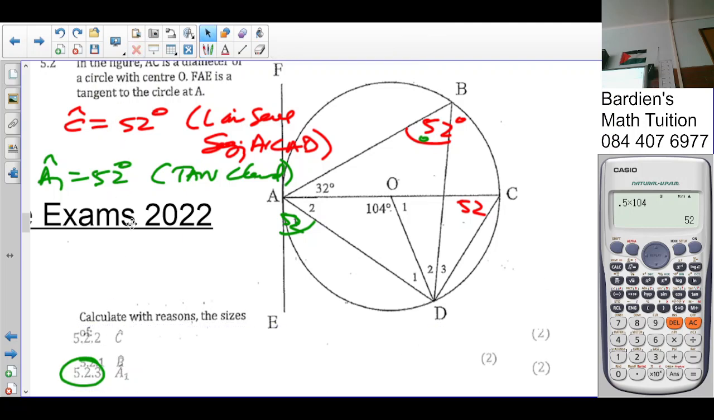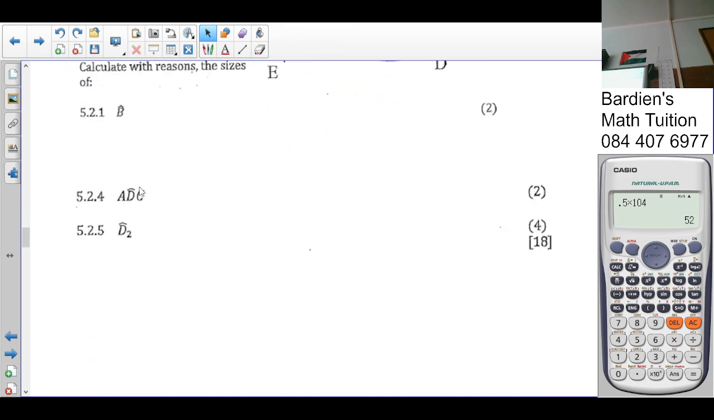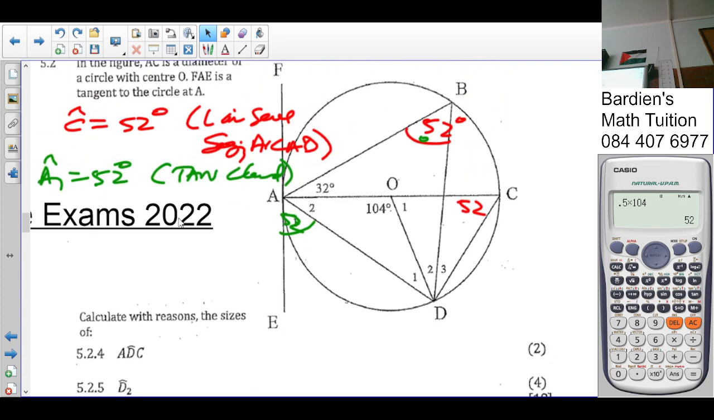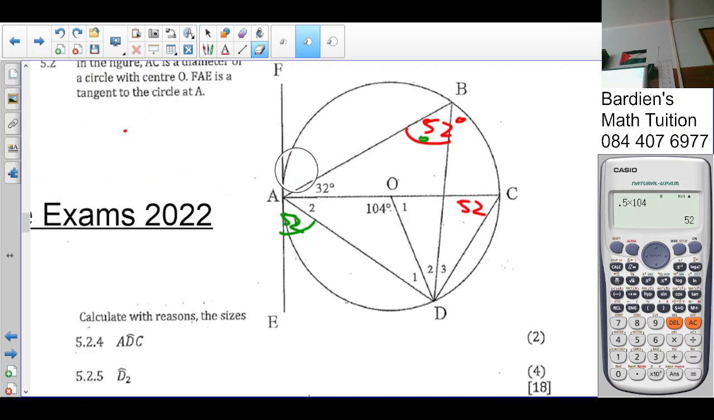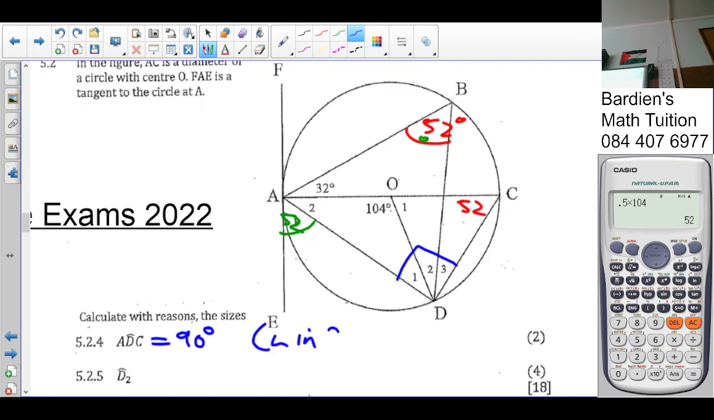Let's carry on. So ADC. So this angle, of course, is 90 degrees. Okay, and why is that 90 degrees? That is angle in semicircle. And the last one says D2. So D2, angle D2.